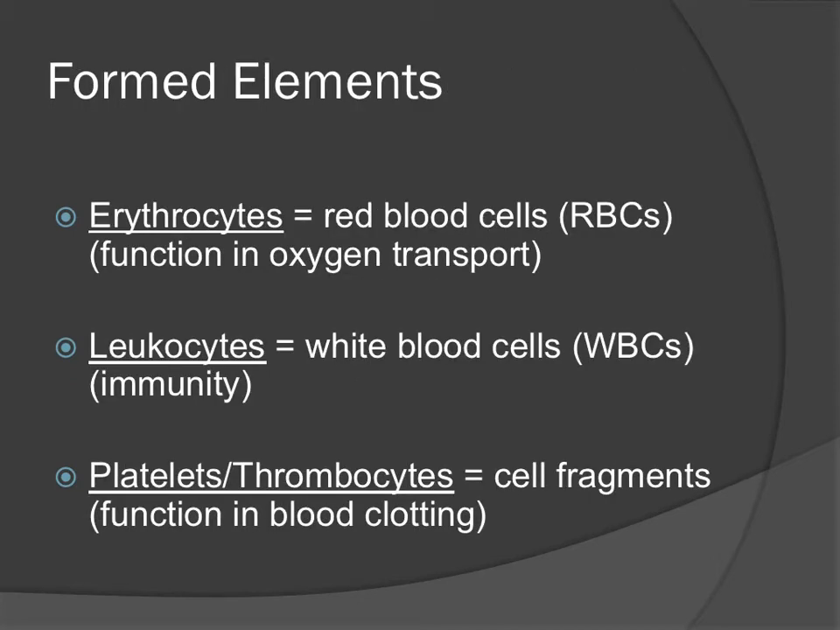So the formed elements make up the 45% of the component; remember the other 55% is the plasma, the non-living matrix. Among the formed elements, we have the erythrocytes, known as your red blood cells, and those function specifically in oxygen transport. Your leukocytes, your white blood cells, function specifically in immunity. And your platelets, or thrombocytes, which are cell fragments, function in blood clotting.